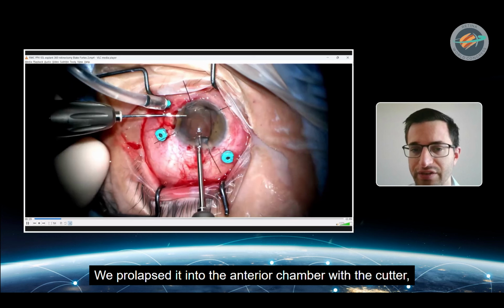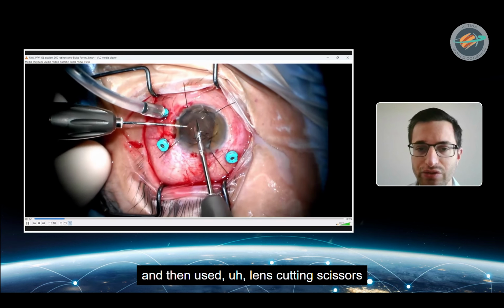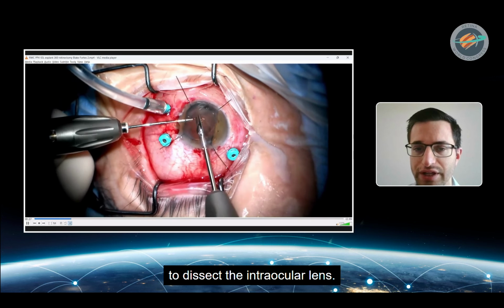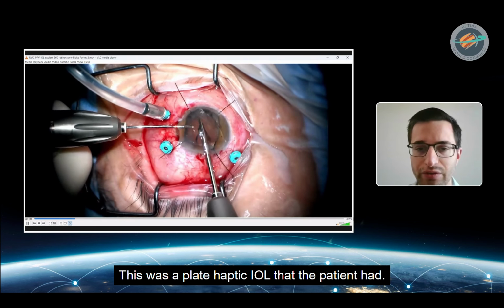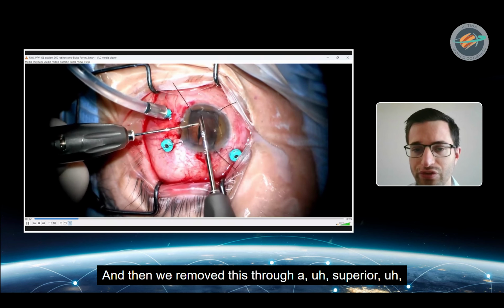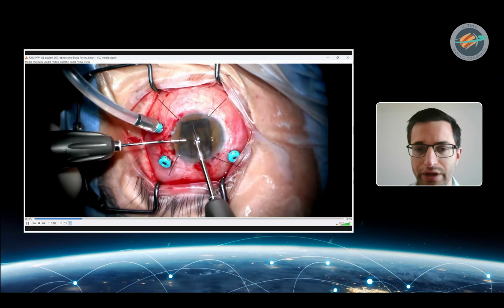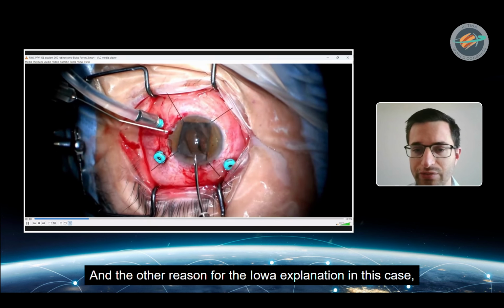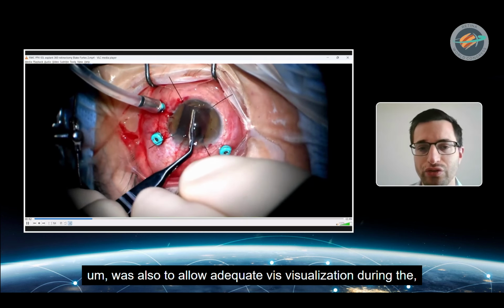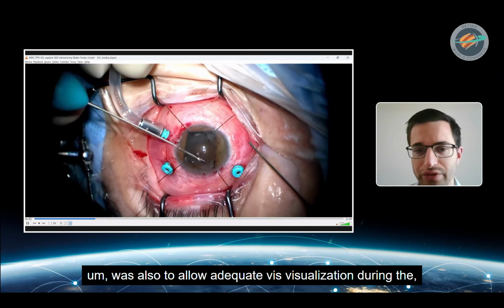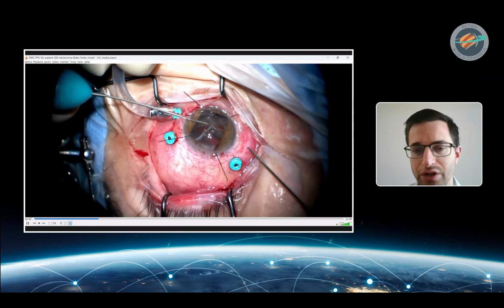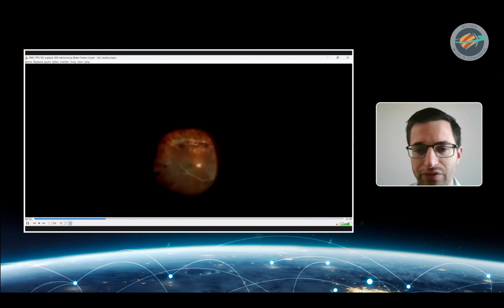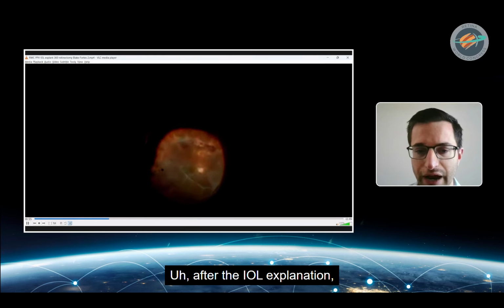We prolapsed it into the anterior chamber with the cutter, and then used lens cutting scissors and lens grasping forceps to bisect the intraocular lens. This was a plate haptic IOL that the patient had. And then we removed this through a superior extended clear corneal incision. And the other reason for the IOL explantation in this case was also to allow adequate visualization during the anterior base dissection. We then removed the capsule in its entirety with MaxGrip forceps and McPherson's. And this is our view after the IOL explantation.